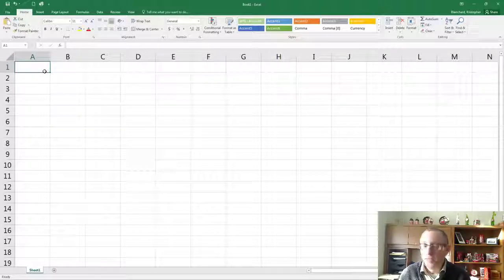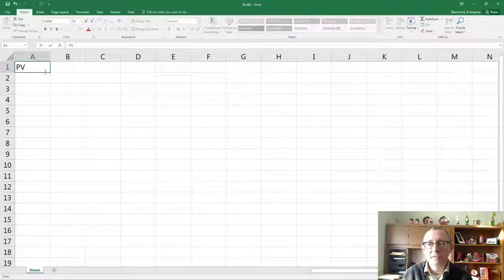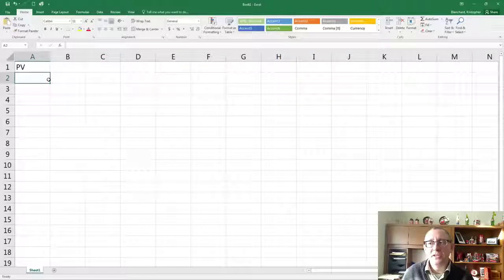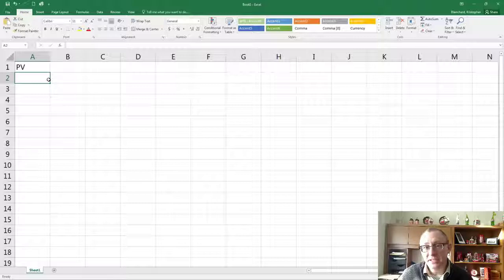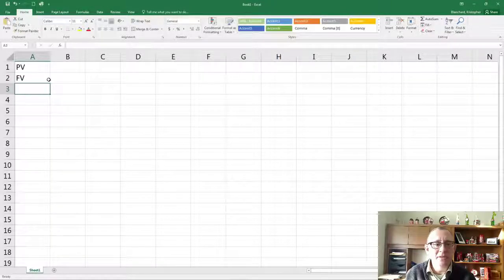As we look at this, these are the variables that we have. The first one is PV. It stands for present value. This is a certain amount of money that we have today. So if we know how much money we have today, we have a present value, right? Pretty straightforward.